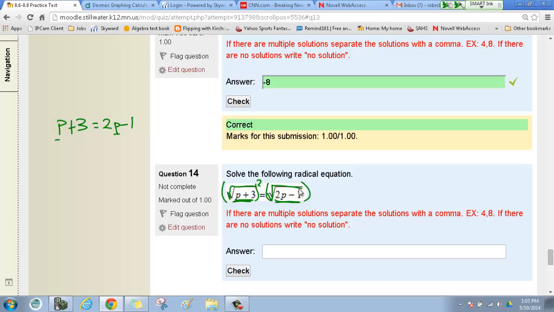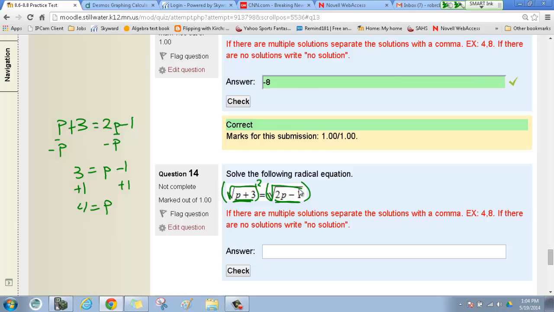So now it's all about solving for the p. Let's get the p's together on one side. I'll subtract p from both sides. So I got 3 is equal to just 1p minus 1. And then I'm going to add 1 to both sides. So I have p is equal to 4.